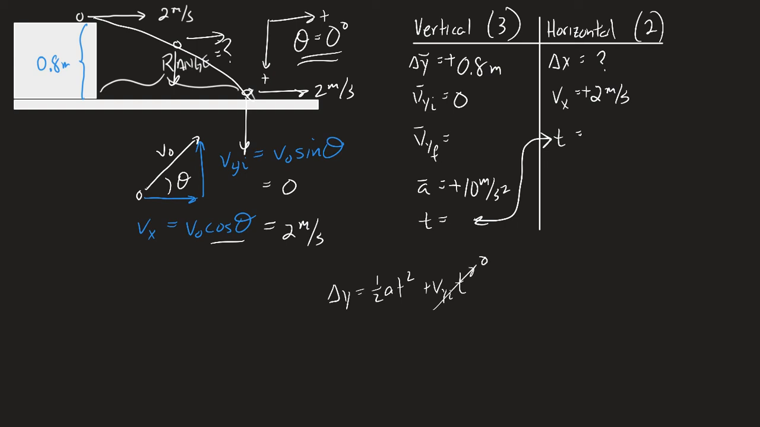Because this is 0, which would have been 0.8 equals 1/2 times 10 t squared. So your time ends up being about 0.4 seconds. You put the 0.4 here and the 0.4 here.